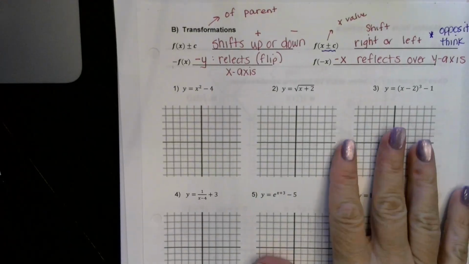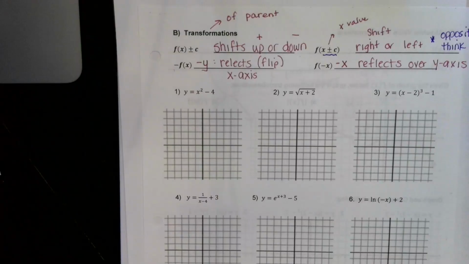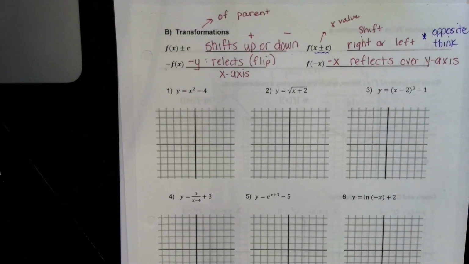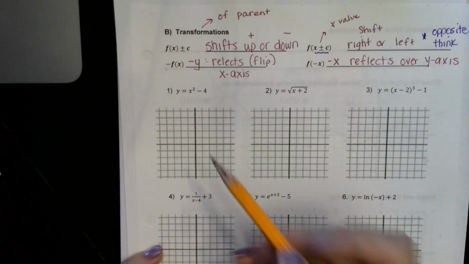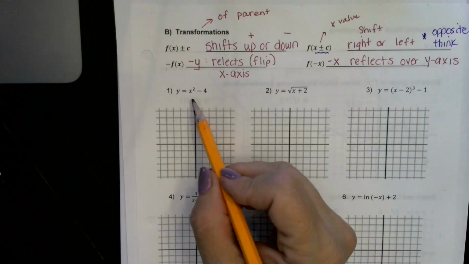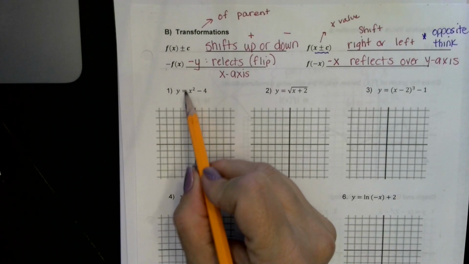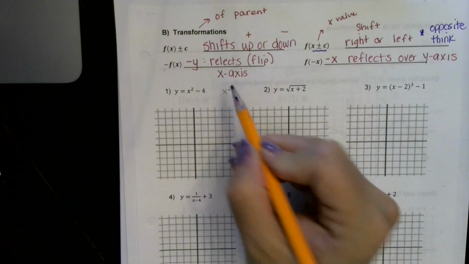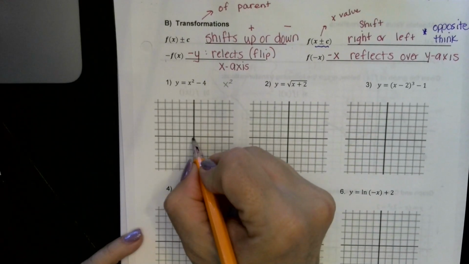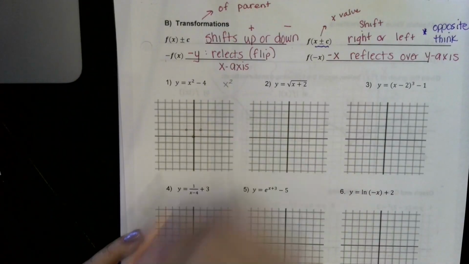So let's practice this. I'm going to use these 4 rules and our parent functions, and we're going to practice this. So what I would tell you, the smartest thing to do is identify the parent function, and I am going to just lightly sketch what the parent function looks like. So my parent function here is x squared. X squared is a parabola, so I know I have a point at 0, 0, I have a point at 1, 1, and I have a point at negative 1, negative 1.